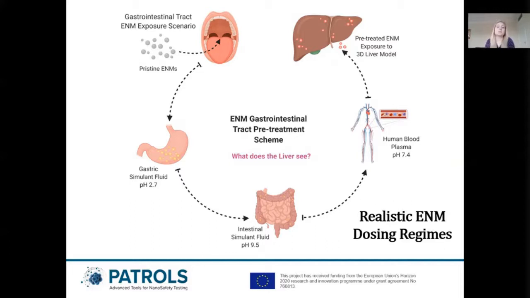So to mimic this potential biotransformation, we developed an SOP whereby the nanomaterials undergo a series of incubations in synthetic biological fluids that was aimed to then simulate the ingestion and digestion of nanomaterials specifically. So initially, the ENMs are incubated at 37 degrees for 30 minutes in a gastric, so pH 2.7, simulant fluid, followed by 30 minutes in an intestinal fluid at pH 9.5. This is a protocol devised by Angela Kämpfer and her colleagues at the IUF in Germany.